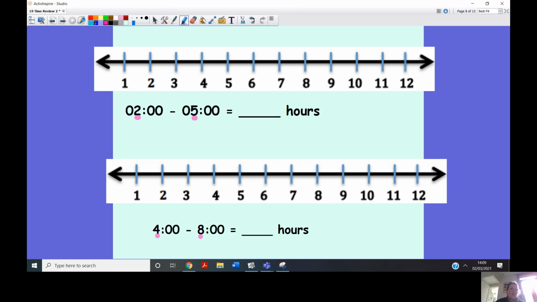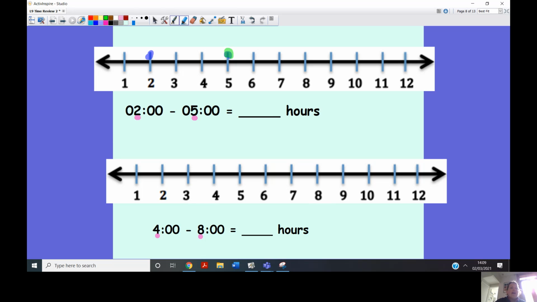So my first step to success, remember, is I need to mark my start time. My start time is here, it's 2 o'clock, so I'm just going to mark there. And my end time is 5 o'clock, so I've just marked it on my, oh, I want a different colour there.